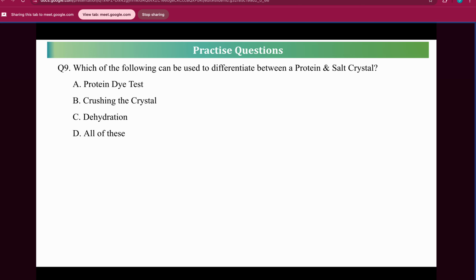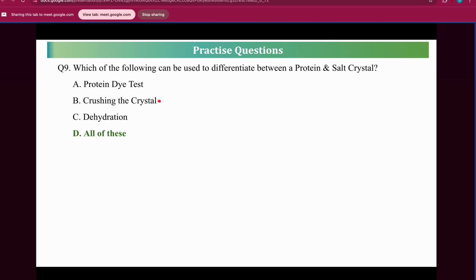Okay, now let's see what is the right answer. So the right answer is option D, which is all of these. When we were talking about distinguishing between protein and salt crystals, we saw that there are protein dye tests. The protein dye test colors the protein crystals, which take up the dye. The salt crystals are not able to take up the dye or show any color. So this is one way you can distinguish between protein and salt crystals.